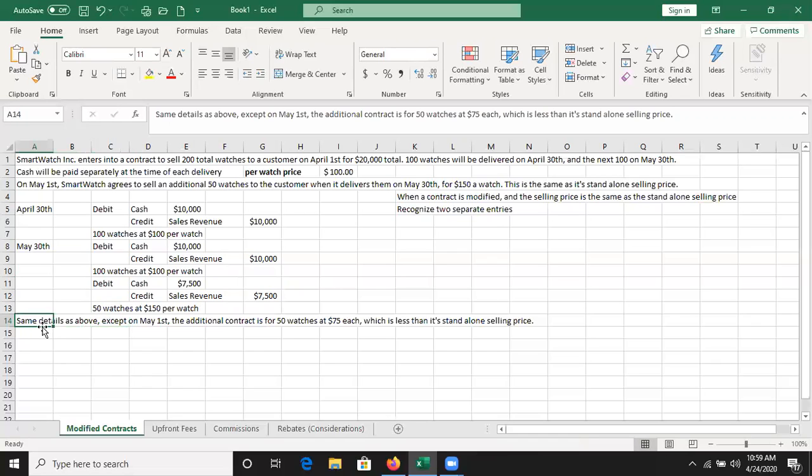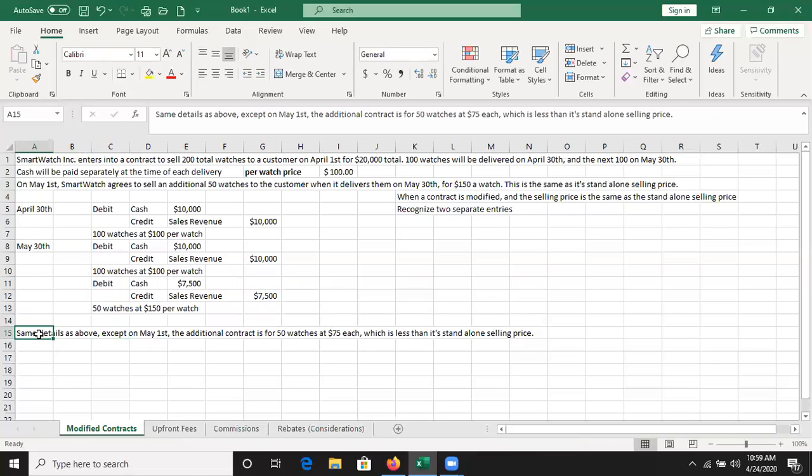Now, again, you're probably like, hey, that's kind of stupid that we have to separate it. We could just merge the journal entries. I know, I understand. It's just, the journal entry isn't hard. It's just the rule GAAP wants you to follow. So they're saying whenever the contract's modified and the new selling price for the modified aspect is the same as what the company's standalone selling price is, you have to recognize two separate entries.